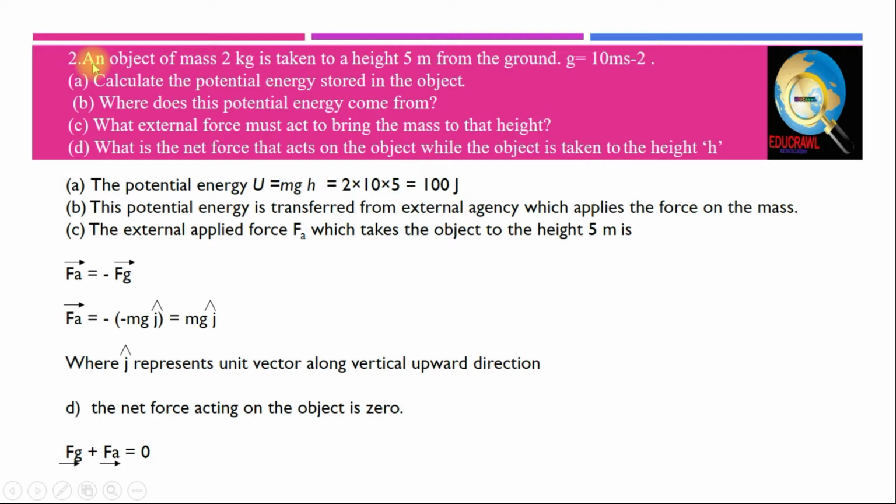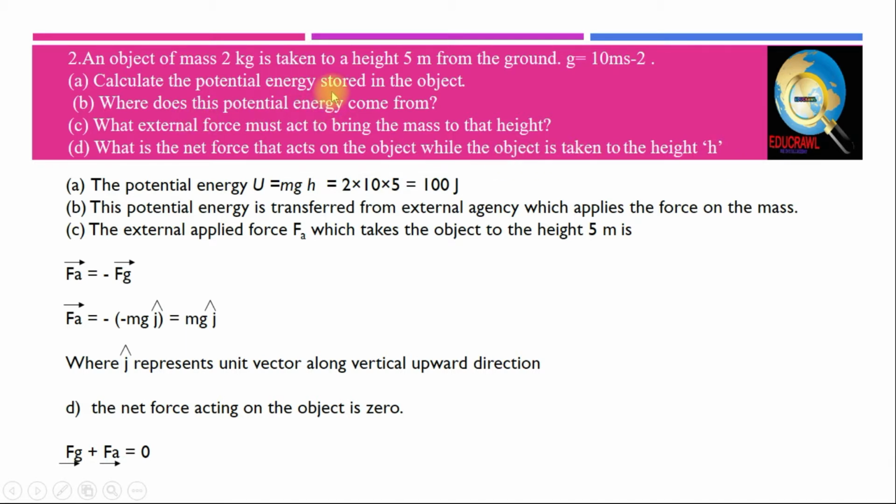Next problem. An object of mass 2 kg is taken to a height of 5 meter from the ground. Here they are asking us to assume the g value as 10 meter per second squared. Now we have to calculate the potential energy stored in the object. Next, where does this potential energy come from? Then what external force must act to bring the mass to that height? Then what is the net force that acts on the object when the object is taken to a height?